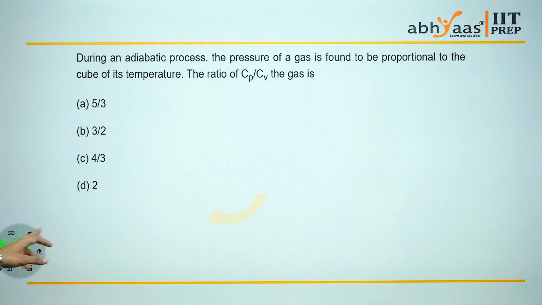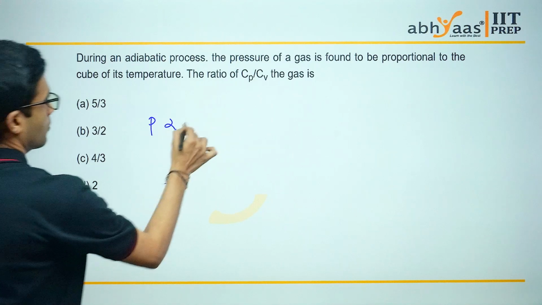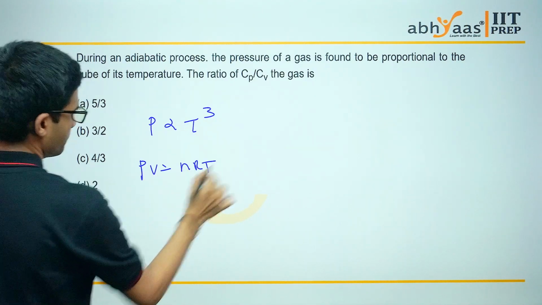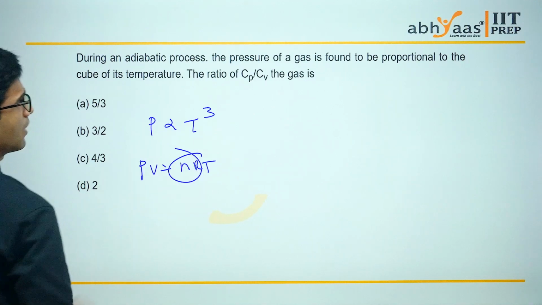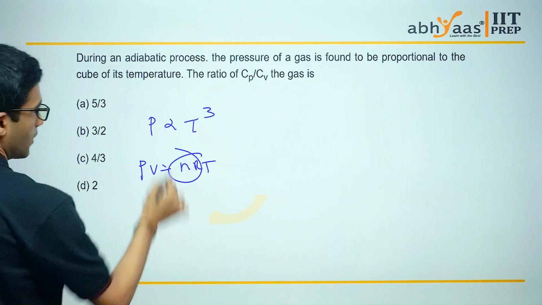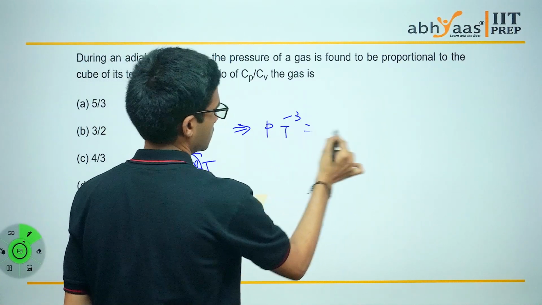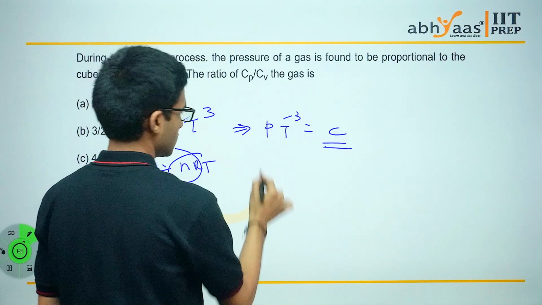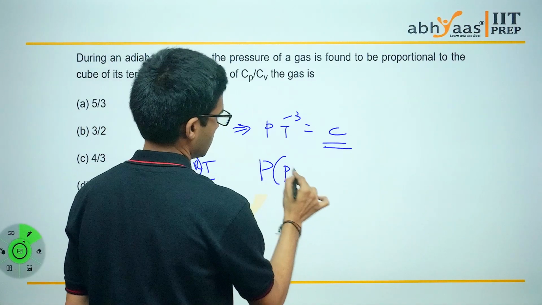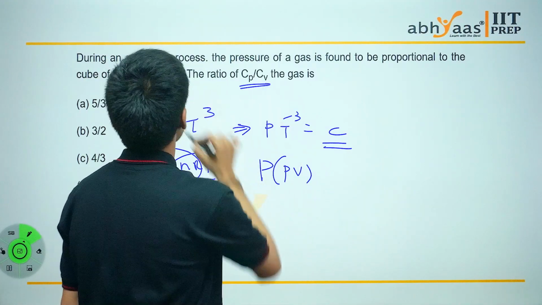During an adiabatic process, pressure is proportional to temperature. In PV equal to nRT, these two are constant for a fixed gas. So you need to calculate Cp by Cv. Then what happens? You just try this: P T power minus 3 is equal to constant. Just substitute this temperature. PV is proportional to temperature. You just substitute in this, because we need to get the Cp by Cv for the adiabatic process.